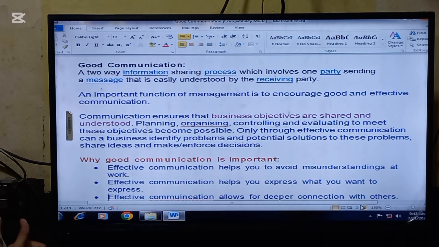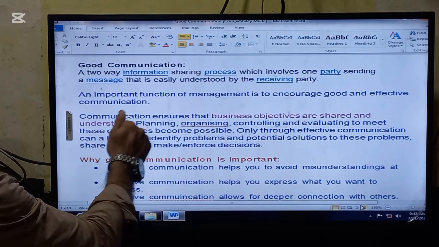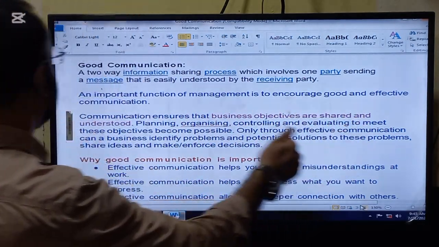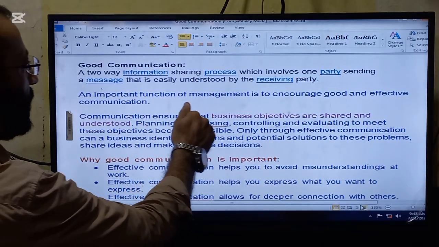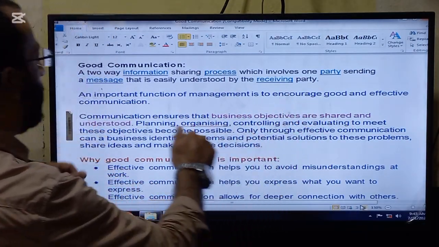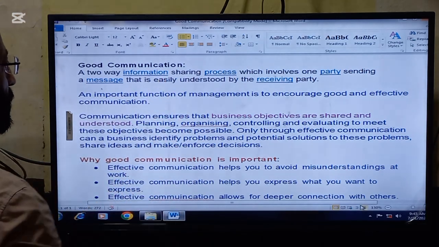First, we are going to read the definition of good communication. A two-way information sharing process which involves one party sending a message that is easily understood by the receiving party. If this is done, this will be called good communication.